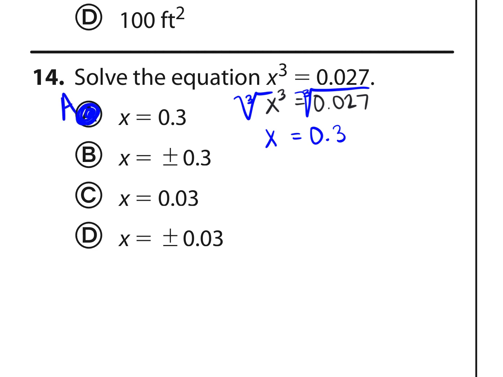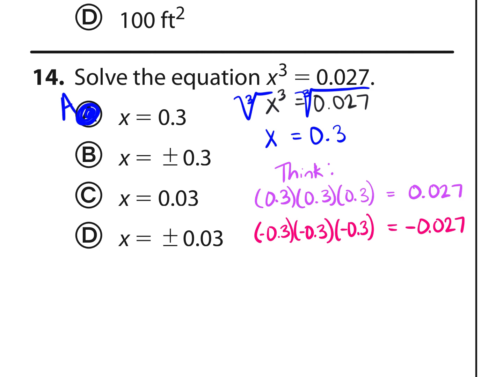Now, why are we not including the negative value? Well, when we multiply 0.3 times 0.3 times 0.3, we get positive 0.027. So positive 0.3 is the cube root of 0.027. However, if we multiply negative 0.3 times negative 0.3, we get positive, and then multiply that by another negative, we get a negative 0.027. And our original value is just positive. So when you cube root a value, it keeps its sign.